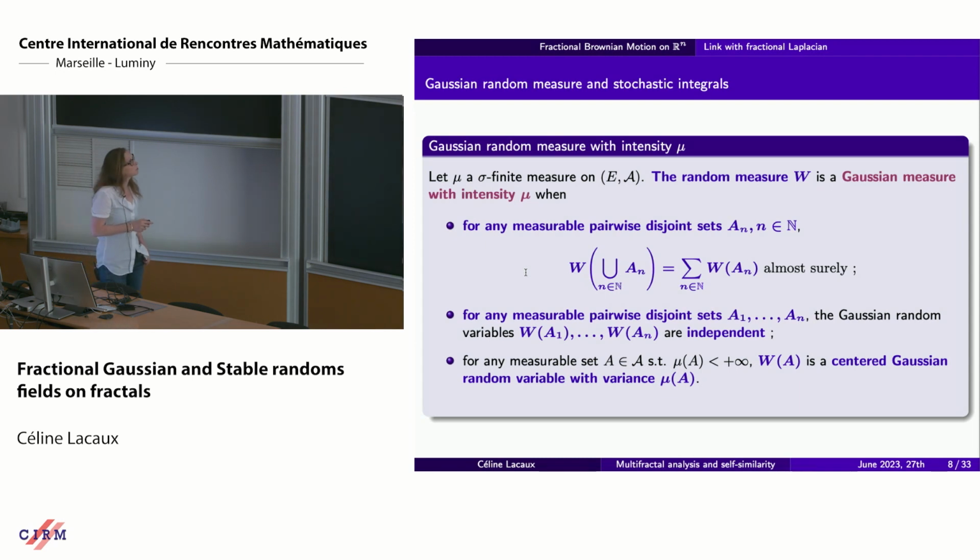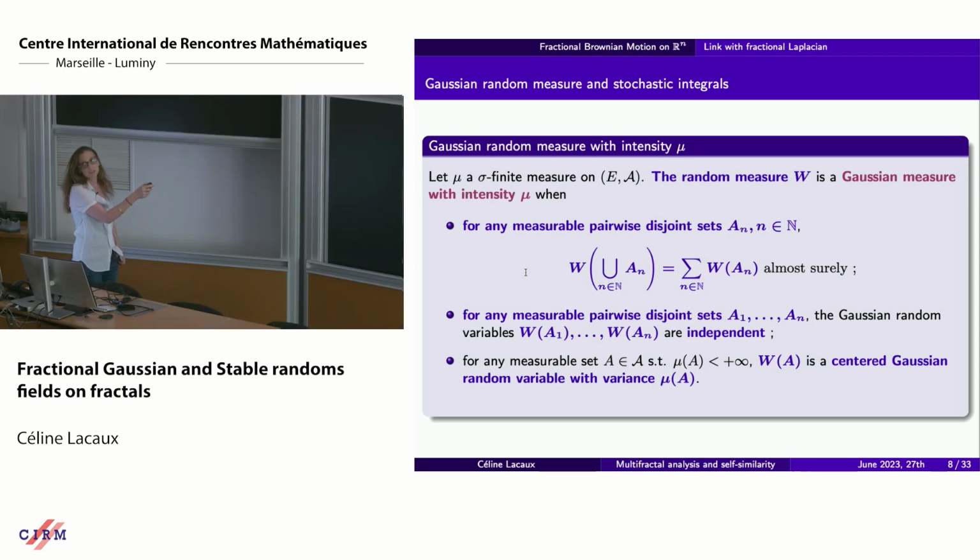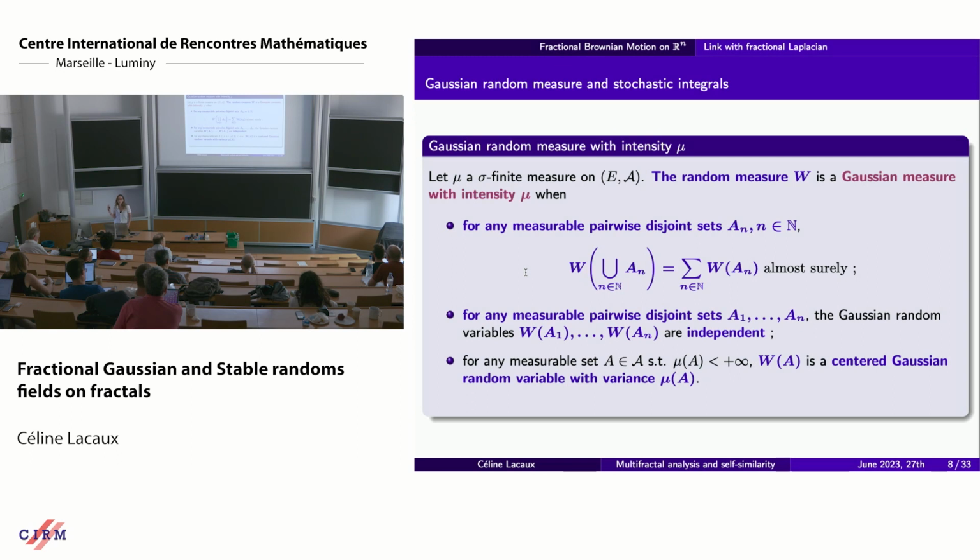Then there is a property, we say that the measure is independently scattered, so that means that if you take pairwise disjoint sets, the measure of each set will be a random variable, and all these variables are independent. And the last property is just to explain why I say it is Gaussian with intensity mu. The last property explains these two words. W of a set A is simply a Gaussian variable. It will be centered, and its variance will be the mass mu of A. If you have questions, don't hesitate.